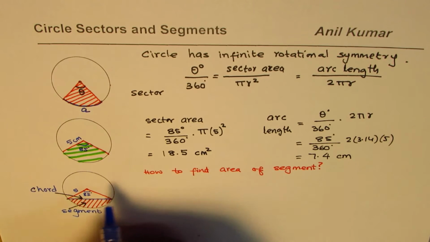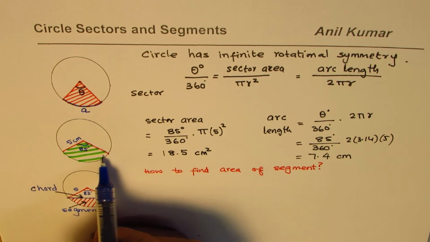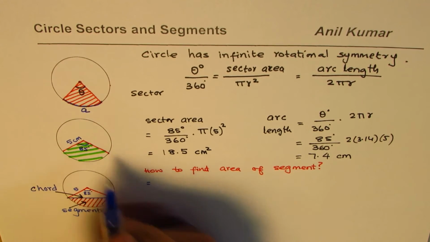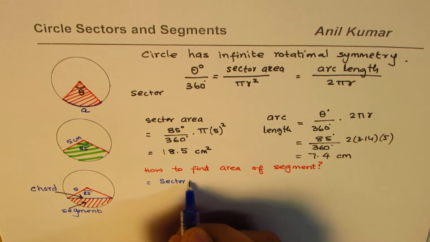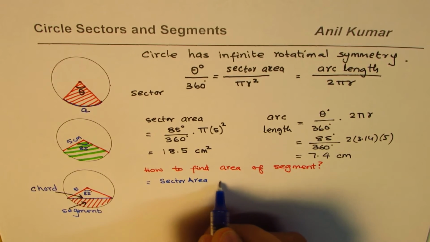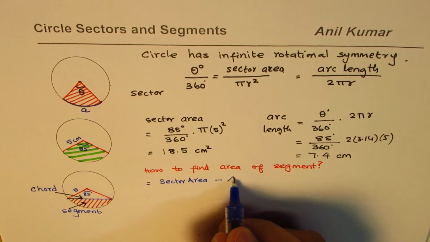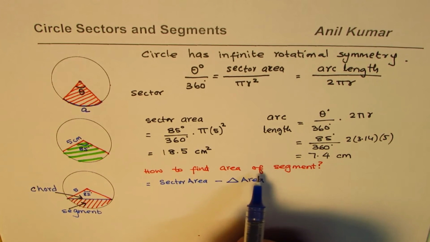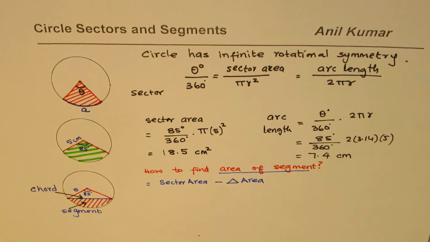Now the area of the segment which you can see here is, if you consider the sector, the area of the segment should be equal to this big area, which is the sector area, take away the triangle area. Do you see the triangle? Take away the triangle area. Is it okay? So that becomes the area of the segment. So that is how you find segment area.